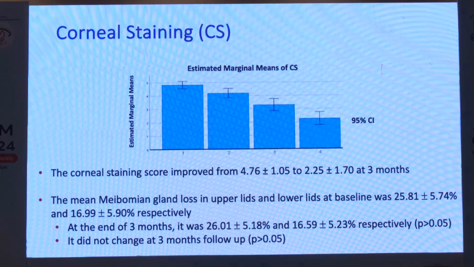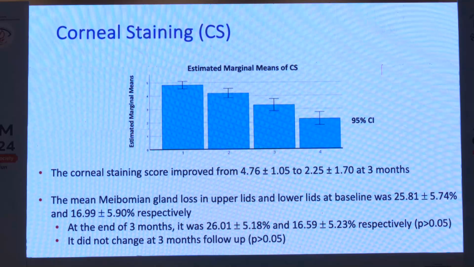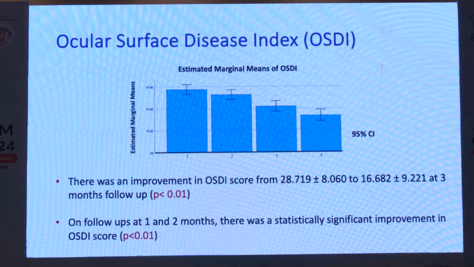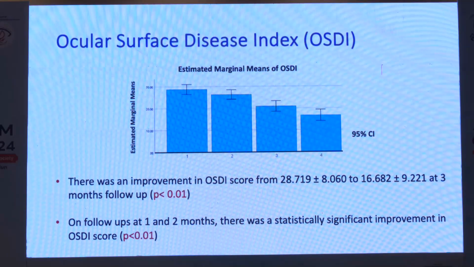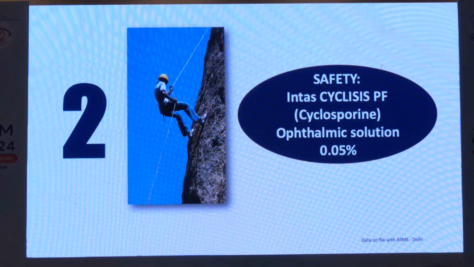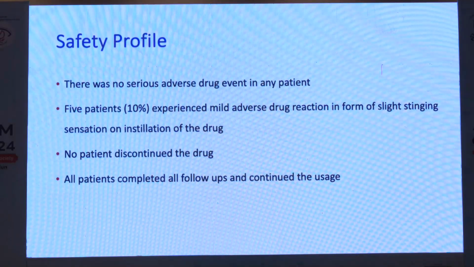In terms of corneal staining, which was graded, there was improvement, and the meibomian gland loss in the upper lid and the lower lid, which was less at baseline, also increased at 3 months, and after 3 months follow-up it did not change. Ocular surface disease index came down from 28 to 16, which was statistically significant. On follow-up at 1 and 2 months, there was a statistically significant improvement in the OSDI score. There were no adverse events as far as safety is concerned.